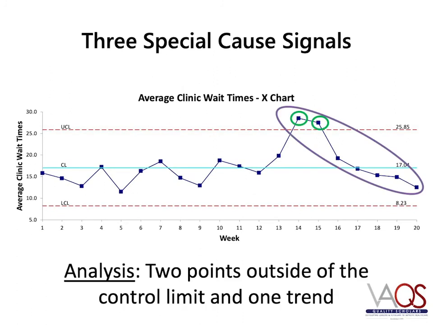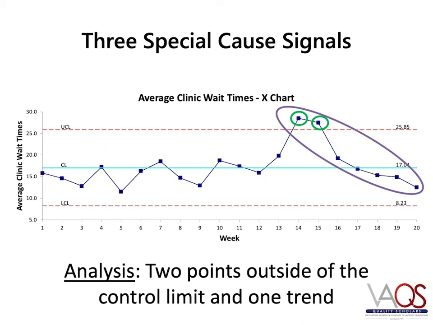The answer is 3 special cause signals. There are 2 points outside of the upper control limit and a trend with 7 data points all decreasing. Each point outside of the control limits counts as a separate special cause signal. Remember that you only need one special cause signal to have a special cause variation pattern in statistical process control charts. Because this chart has special cause variation, it is not in statistical control.